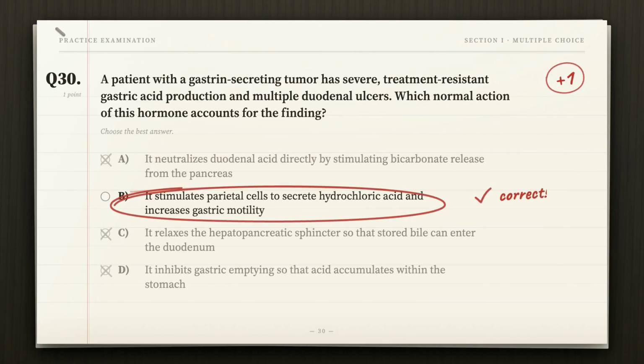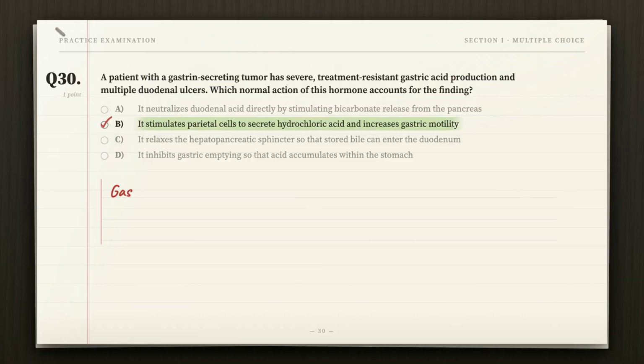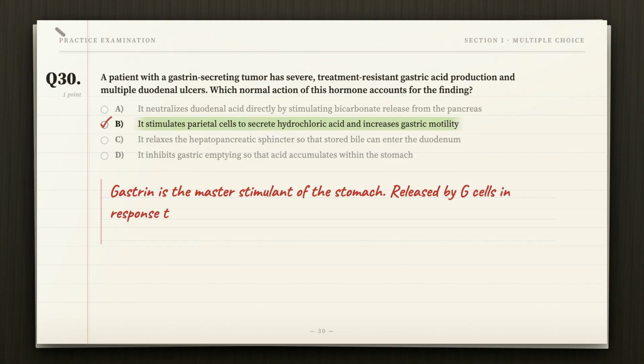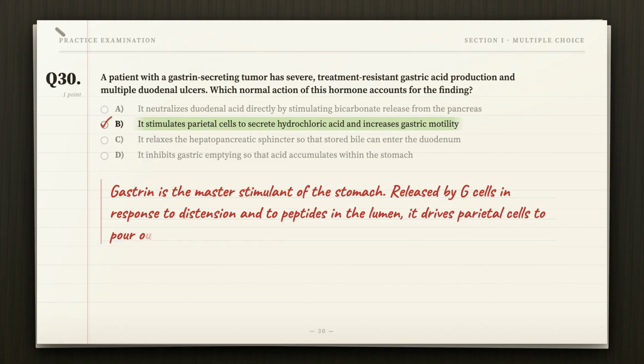The correct answer is B. It stimulates parietal cells to secrete hydrochloric acid and increases gastric motility. B is correct because gastrin is the master stimulant of the stomach. Released by G cells in response to distension and to peptides in the lumen, it drives parietal cells to pour out hydrochloric acid, prompts chief cells to release pepsinogen, and increases gastric contractions. A tumor secreting it continuously produces relentless acid output.